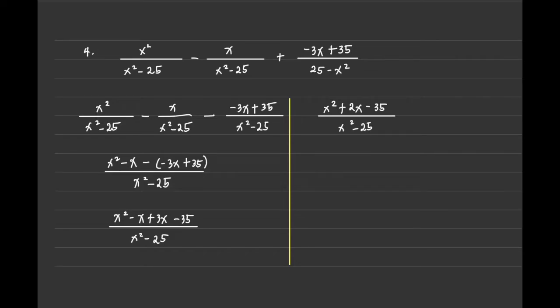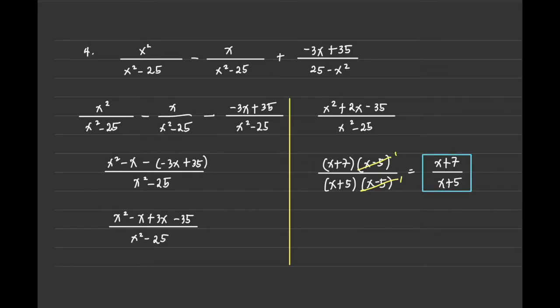After combining the terms, we then try to simplify the rational expression by factoring out the numerator and the denominator and eliminating their common factor. We have first the factors of x squared plus 2x minus 35. These are x plus 7 and x minus 5. For the denominator, x squared minus 25, we have the factors x plus 5 and x minus 5. We cancel out x minus 5 in both numerator and denominator since they are common factors, and we get the final answer, x plus 7 all over x plus 5.